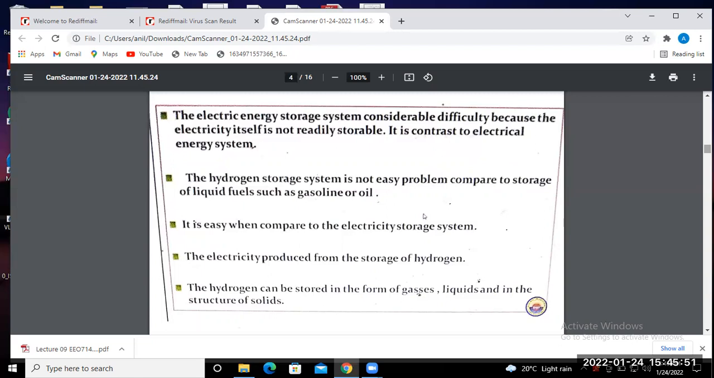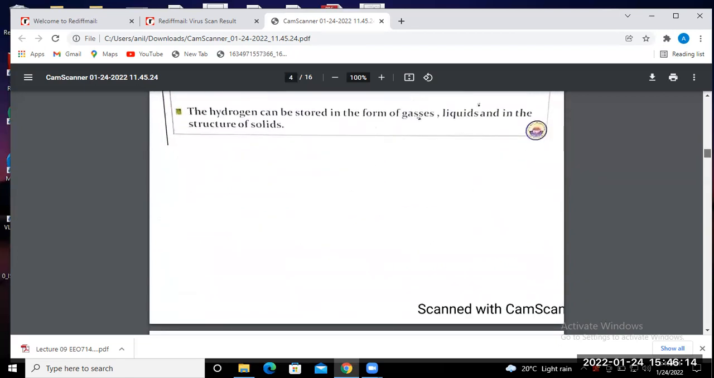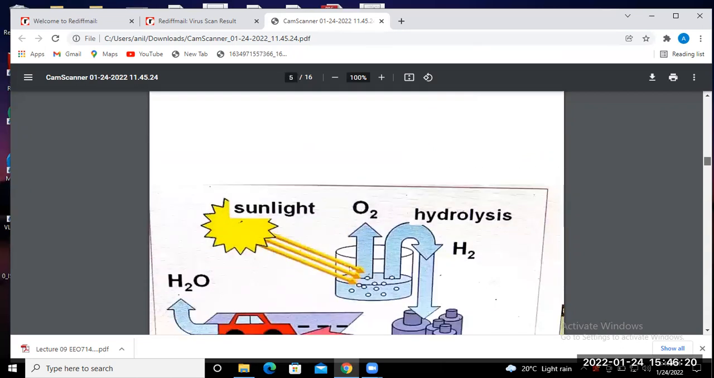Suppose hydrogen gas is produced in one place, and then you can transfer it to another place to fulfill your requirement. So this is important: hydrogen can be stored in the form of gas, liquid, and solid structure.